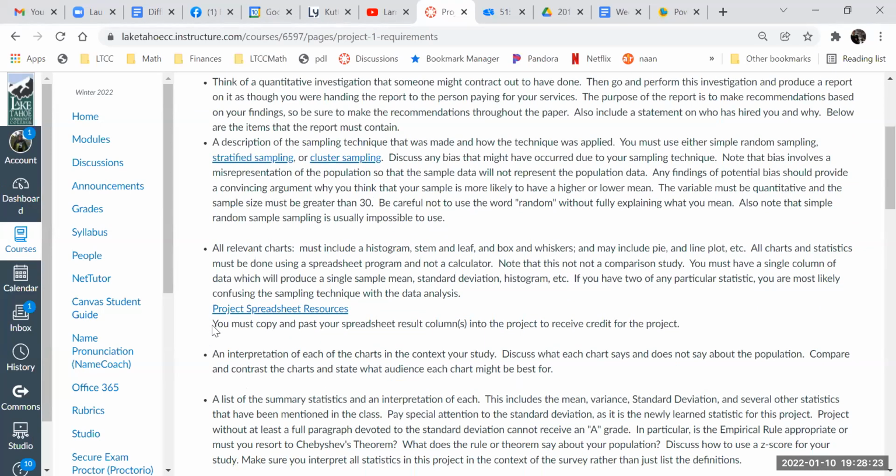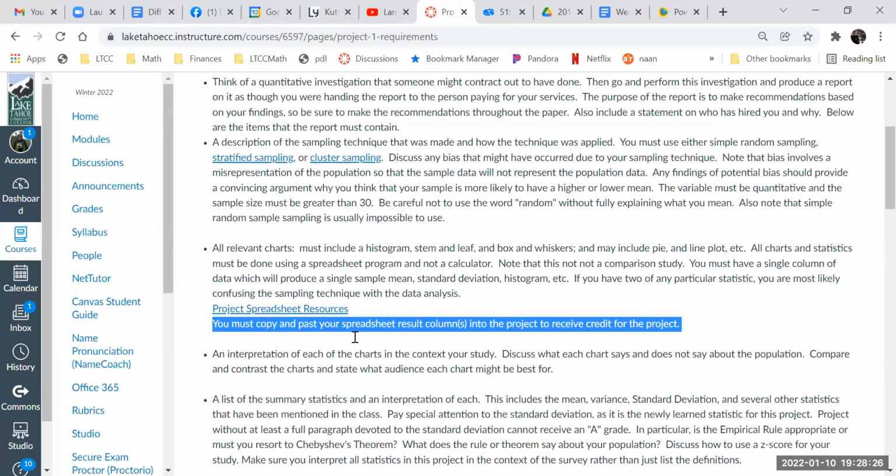Okay. You must use a spreadsheet, and you must copy and paste your spreadsheet result columns into the project to receive credit for this project. So that's an absolute necessity. You have to use a spreadsheet, and you have to prove that you use a spreadsheet by copying and pasting into it. Okay. And by the way, it's up to you whether you want to use, say, Google Docs, which is nice for group projects, or you could use Microsoft Word. That's up to you. But you have to use something. Any questions on that?